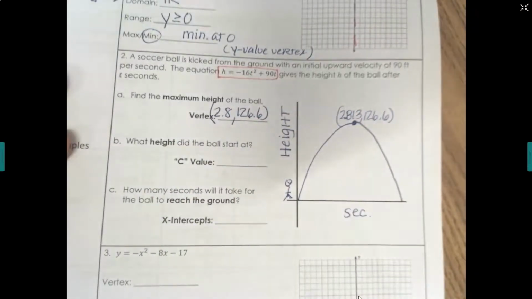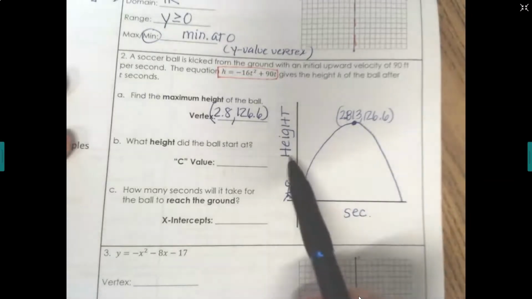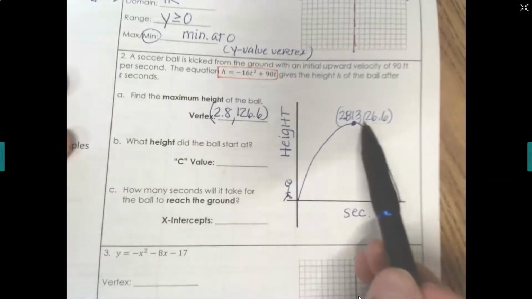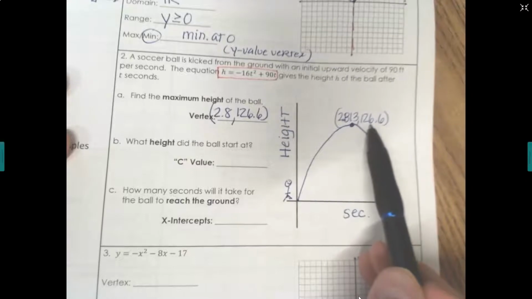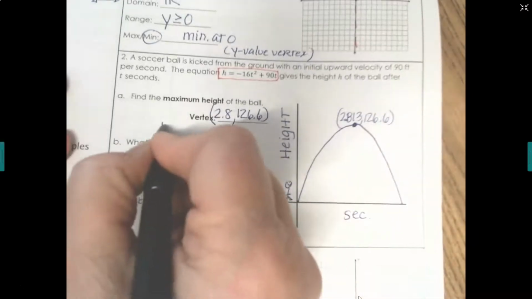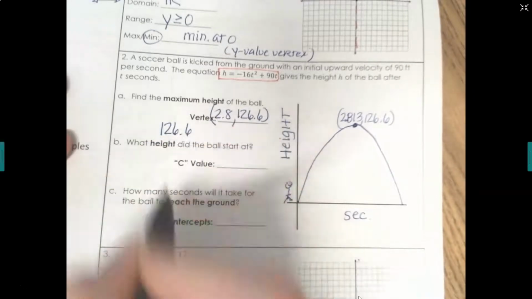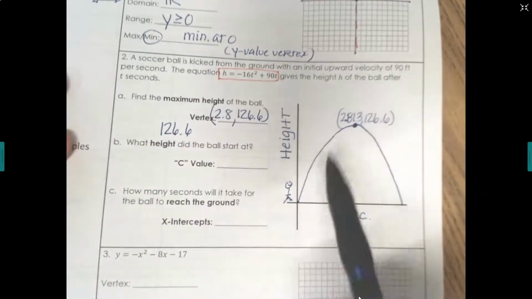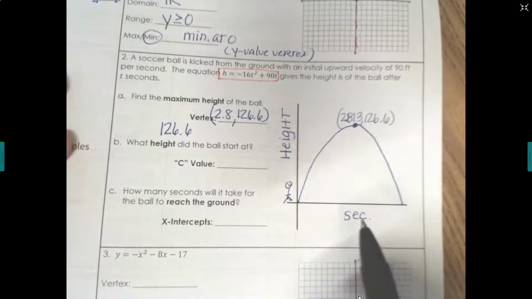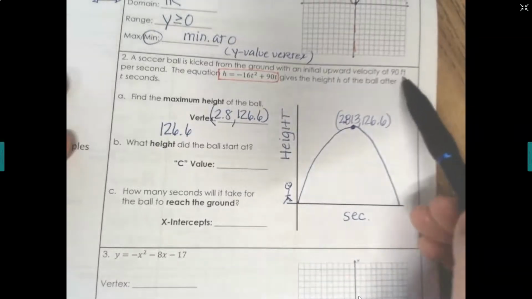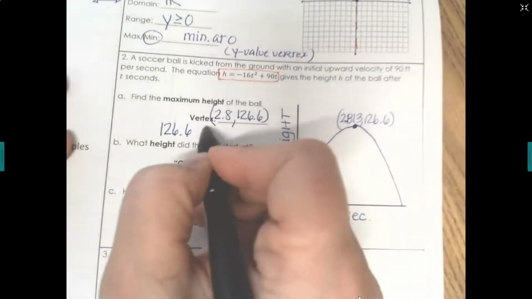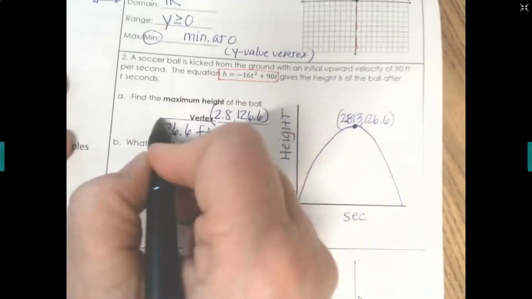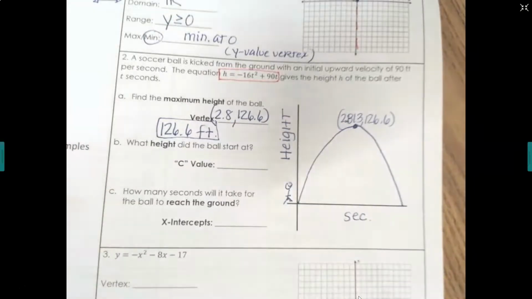Now we want to know what the maximum height of the ball is. The height is a y value, so the y value of the vertex is as high into the air as the ball is going to get. So the ball is 126.6, and they said the height was in feet because they say feet per second, so feet is our height unit. So the highest in the air the ball will be is 126.6 feet.